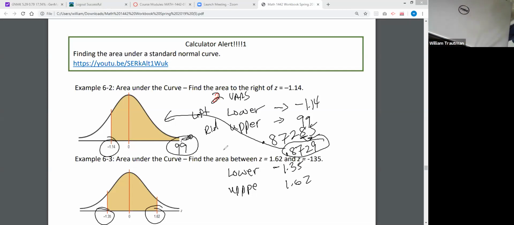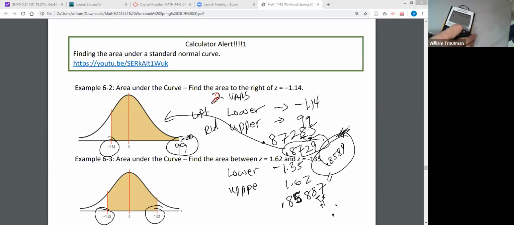0.85887, but when you round it to 4 decimal places, you always have to look at the 5th. 5 or more, you add 1, so I get 0.8589 as my answer. A little bit more than 85% is shaded in.